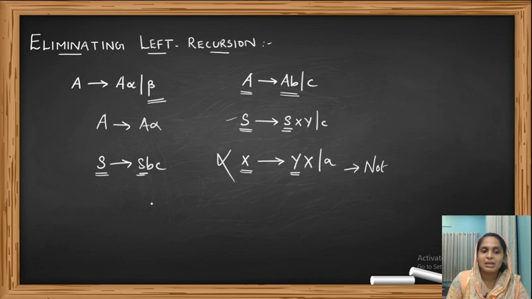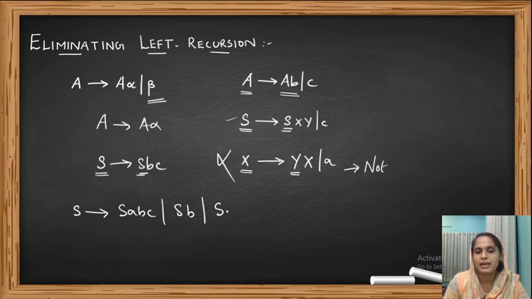Clear? Similarly, you can have any number of productions. For example, S produces S A B C bar S B bar S A C. This production is left recursive because here you have three productions, and in each of these productions, the left hand side as well as the starting of the right hand side is the same. Similarly, if you write S produces S A B C bar X Y bar X, this production also is left recursive.